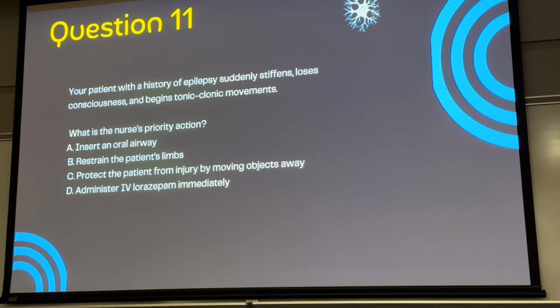I can get another nurse to provide that IV lorazepam for me. Remember, I'm not restraining their limbs. I'm letting them have at it till they finish off that seizure. Then if I need further intervention, if they're not able to maintain their airway, then I can insert an oral airway, protect the airway.